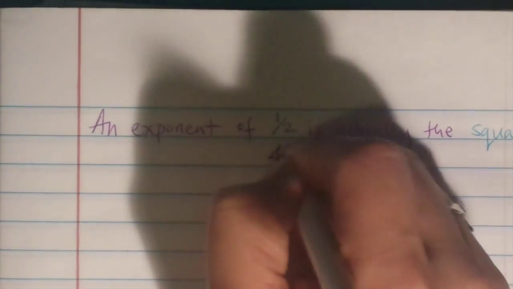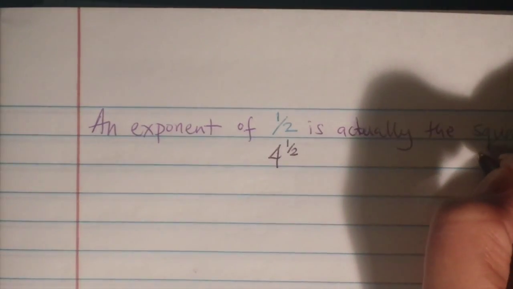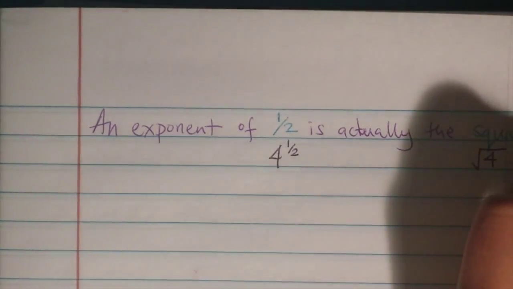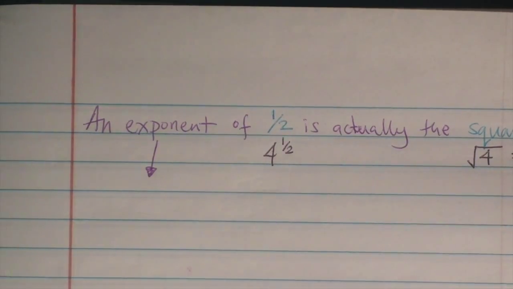Let's say 4 raised to the power of 1/2. So again, remember it's actually the square root. So what is the square root of 4? The square root of 4 is 2. Alright, instead of writing this all down again, I'm just going to put arrows.